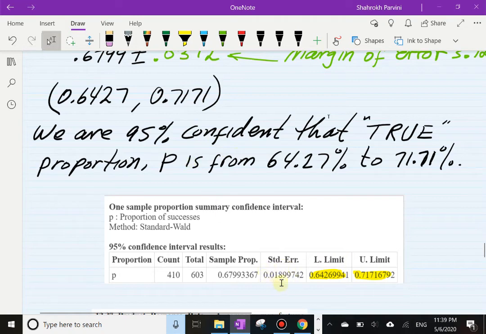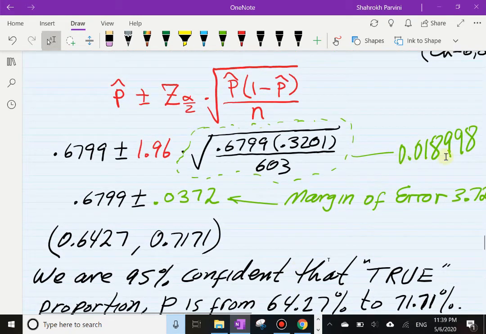And this number, you see that? 0.018997, the standard error. That's actually your sigma p hat. It's an estimate of that. It's the standard deviation of the sampling distribution of p hat. And that number, I had it up here. You see that? So that's what that is, and that's the square root.